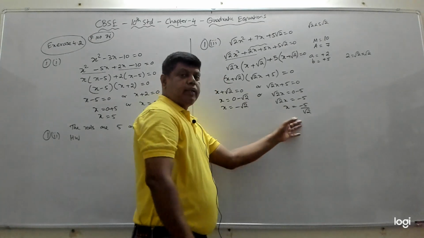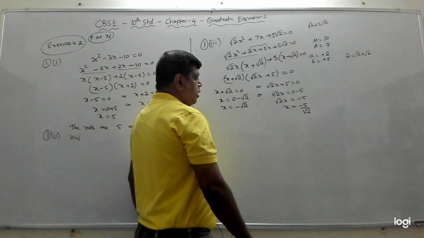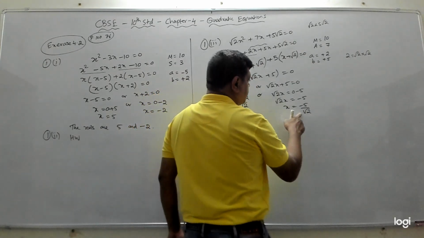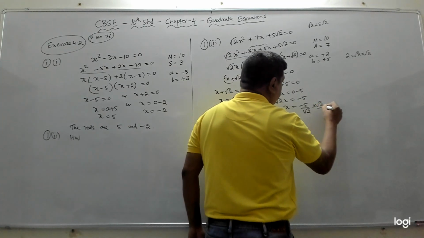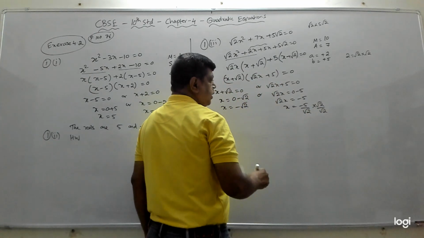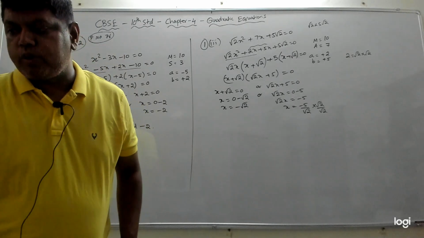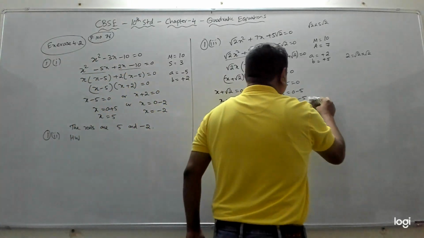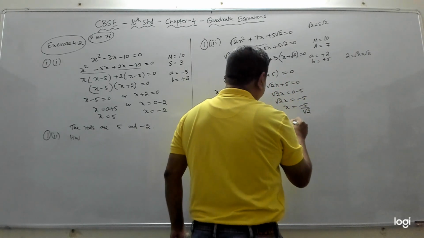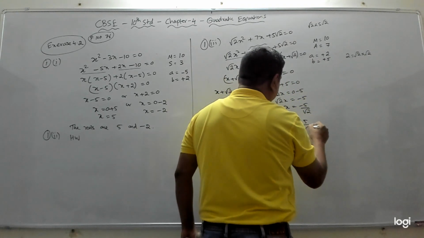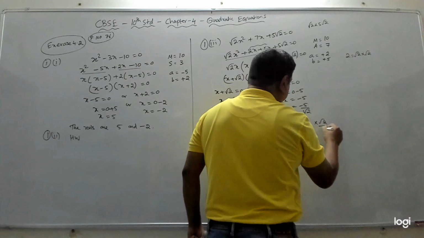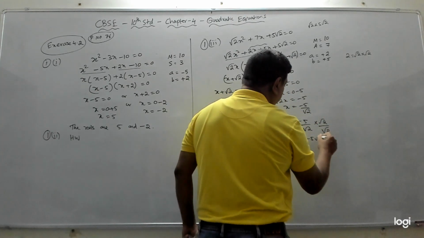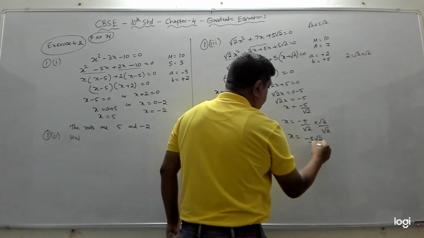That you would have studied in 9th standard, how to rationalize the denominator. So if it is root 2, I will multiply and divide by root 2. I'll write it as the next step so that you are not confused. So we have to rationalize the denominator. So x is equal to minus 5 by root 2, into root 2 by root 2. Then my x will become minus 5 into root 2 is minus 5 root 2, and root 2 into root 2 is 2.